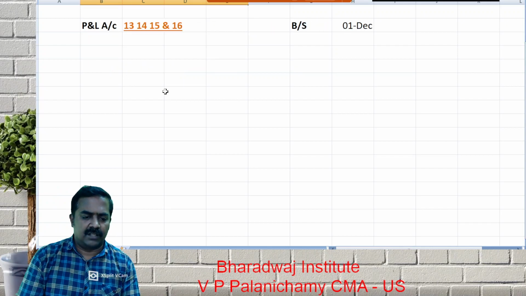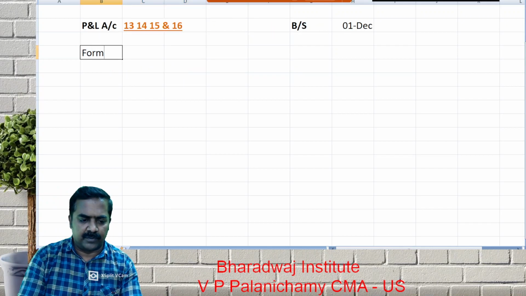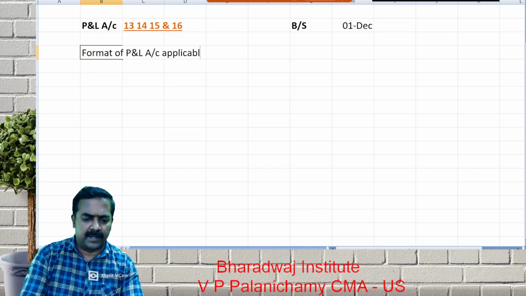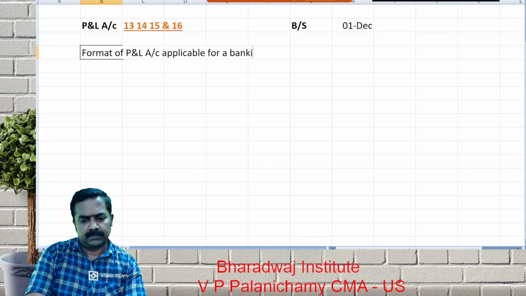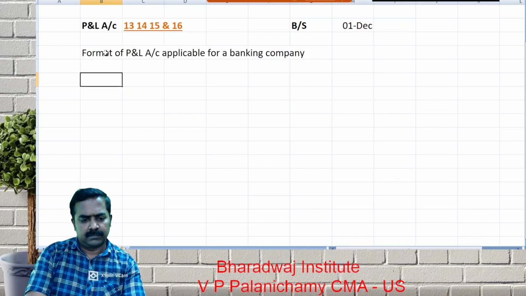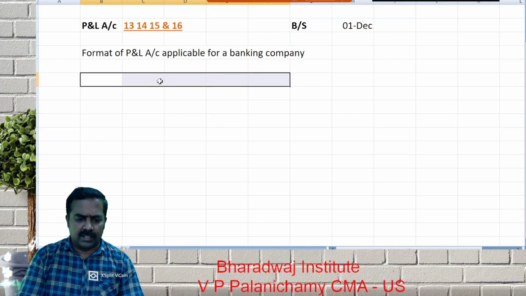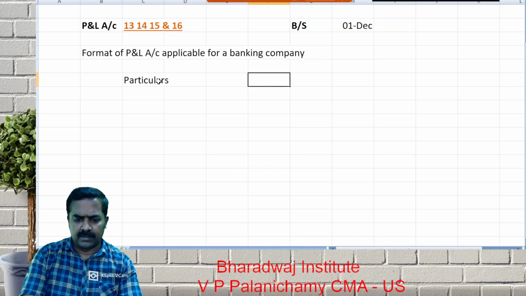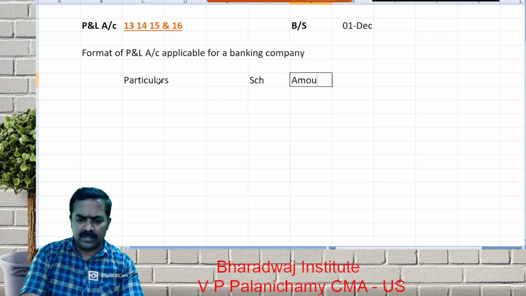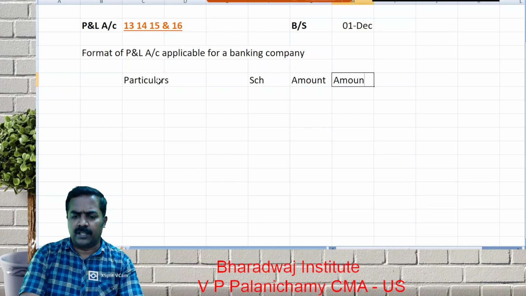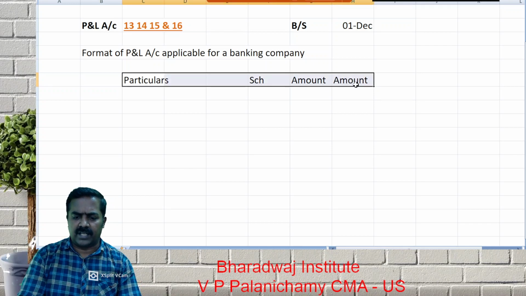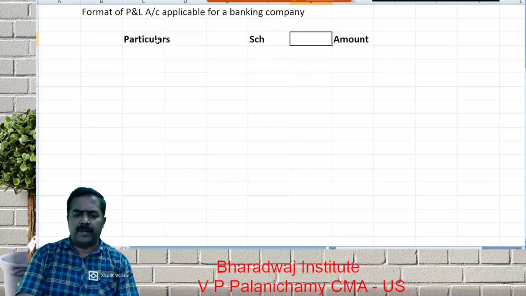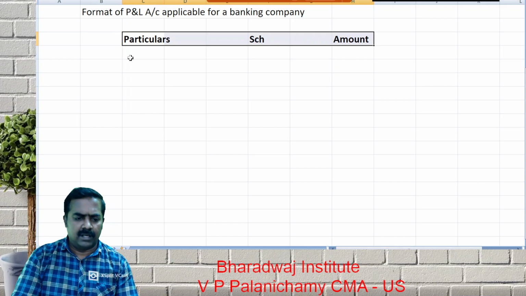Then start. Format of the P&L account applicable. Format of profit and loss account applicable for a banking company. Have 3 columns. First column, particulars column. Schedule column. Normally in practical reporting, 2 amount columns will be there: the amount of the current year and the amount of the last year. For examination point of view, you can maintain particulars, schedule and which one? Amount column. Start.